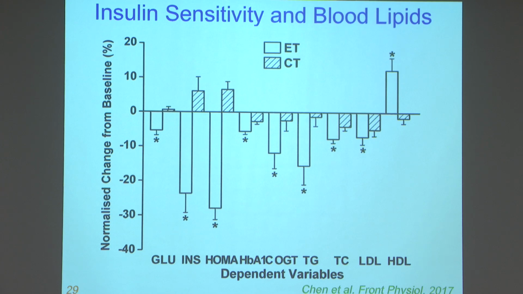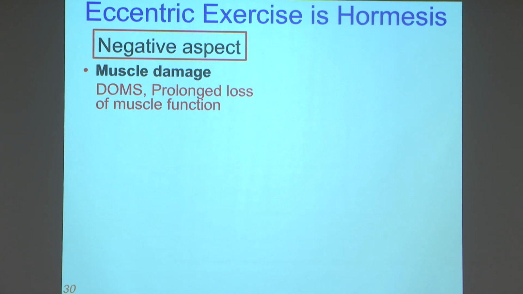And good cholesterol, HDL cholesterol, increased only for the eccentric group. So we found a much better effect for the eccentric exercise than concentric exercise. Putting them together, eccentric exercise could be a hormesis, and there are negative aspects, which could be muscle damage, delayed onset muscle soreness, and prolonged loss of muscle function.